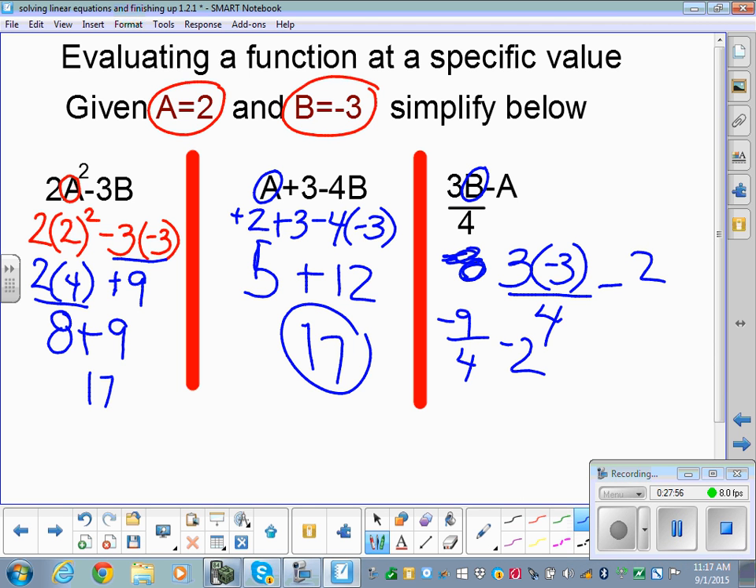So on your calculator, you type in negative 9 fourths minus 2, and you get an answer. Did I go too fast again? Somebody, I haven't even done this one yet. Somebody do it for me. Negative 9 fourths minus 2 on your calculator.